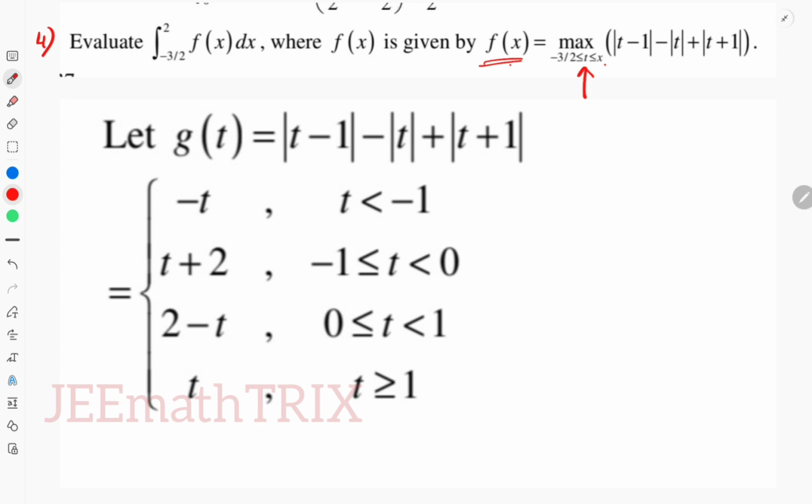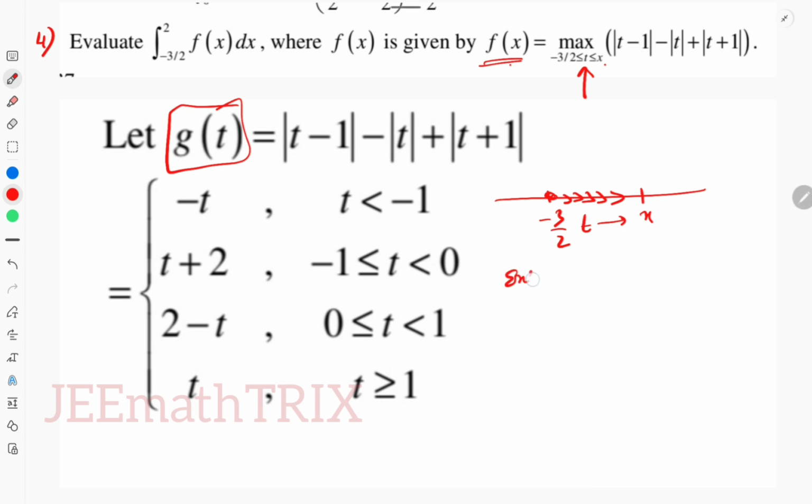In these types of cases, we have to rewrite the function. So here, let us introduce a new function g of t. Why is this function being introduced? Because as t is moving from minus 3 by 2 to x, the moment it reaches the maximum value, it will keep on staying at the maximum.